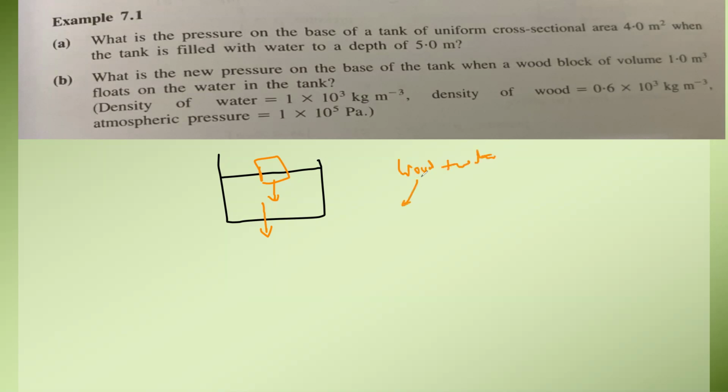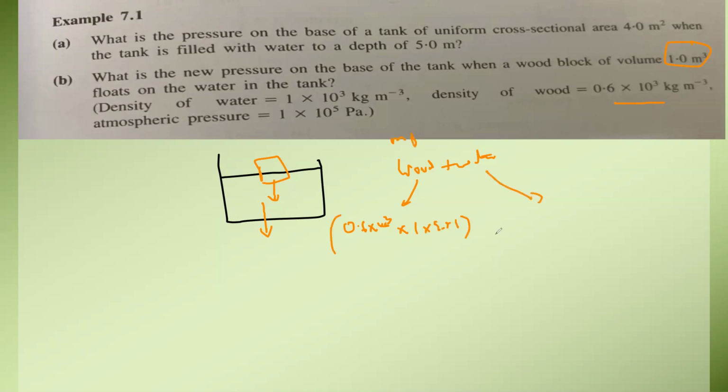So how to work out the weight of the wood? We have the density and the volume. We can work out the mass and then multiply that mass by gravity. For example, the density of the wood is 0.6 into 10 power 3, multiplied by the total volume of the wood, which was 1, times the gravity 9.8. That will give us the weight of the wood, because weight is mass times gravity.